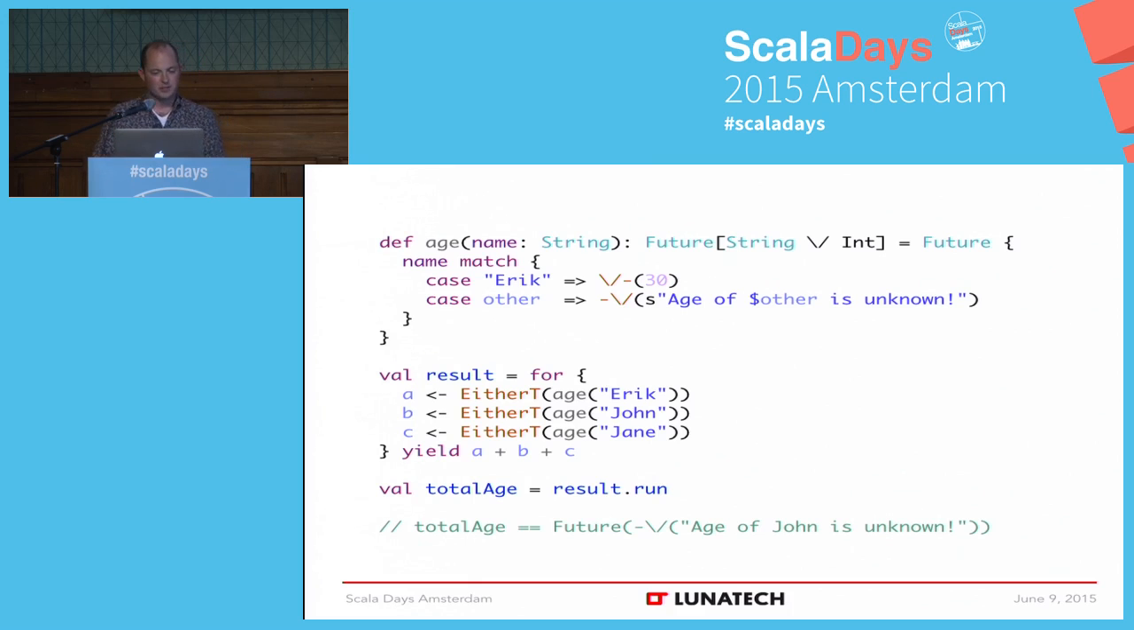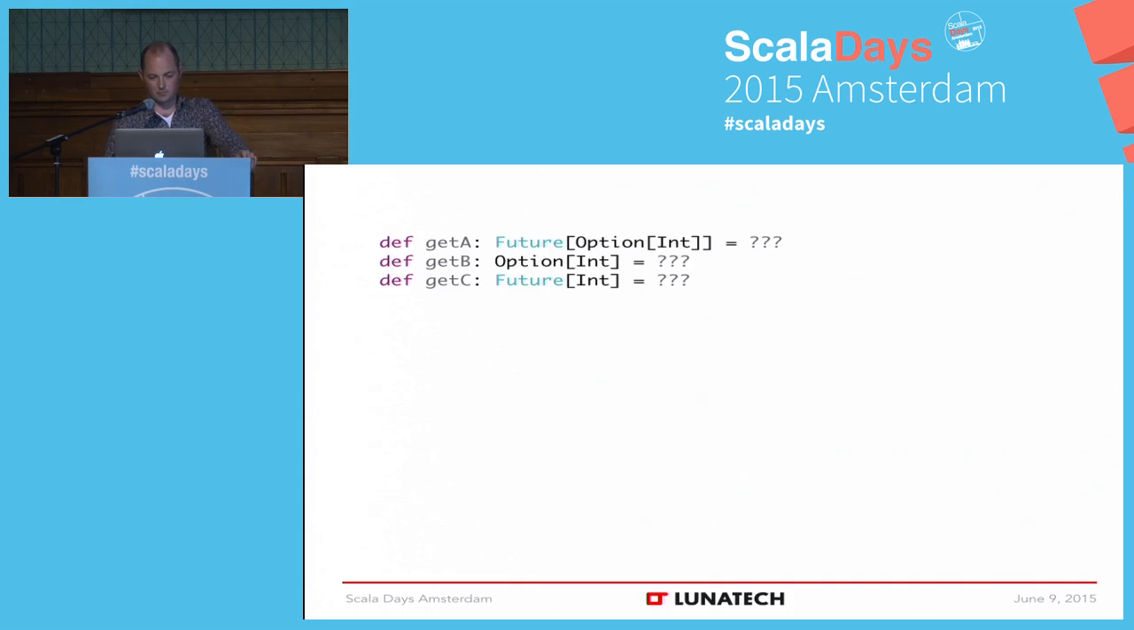But these are still simple cases because we invoke age 3 times and age returns the same structure every time. So it's really easy to figure out what's the structure that we should be working with, because we get a Future Either, so we need an Either transformer to make it a single thing. But in practice, we often have methods that return different things. So for example, getA might return a Future Option Int, getB is synchronous, returns an Option Int, and getC always returns a value but asynchronous, so it's in the Future.